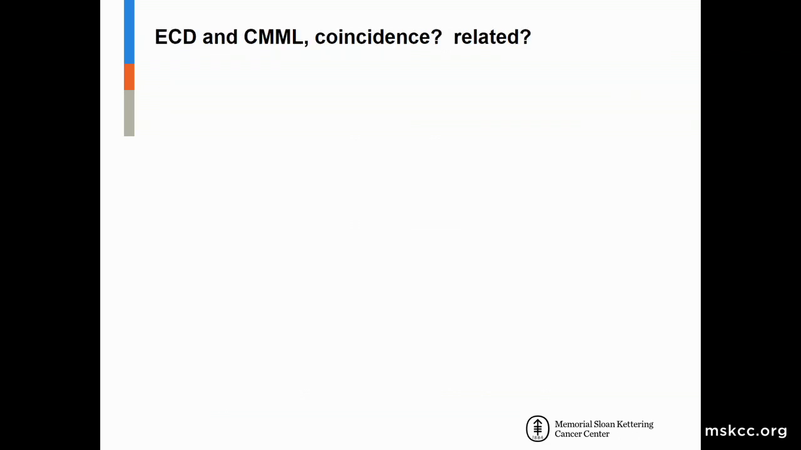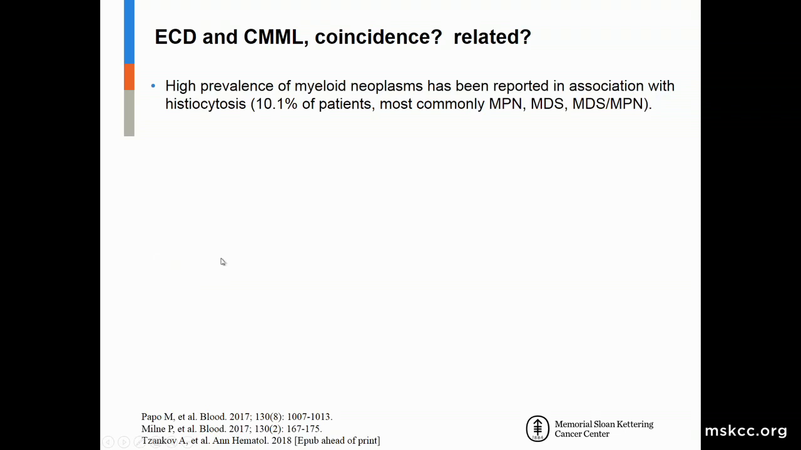Then, in our case, are these related or just a coincidence? Interestingly, a high prevalence of myeloid neoplasm has been reported in association with histiocytosis. The first paper included more than 100 cases of histiocytosis, like ECD and LCH, and a lot of cases are actually from our Memorial Sloan Kettering cases. Quite a few, about 10% of patients with histiocytosis, had a concomitant myeloid neoplasm, like myeloproliferative neoplasm or MDS.